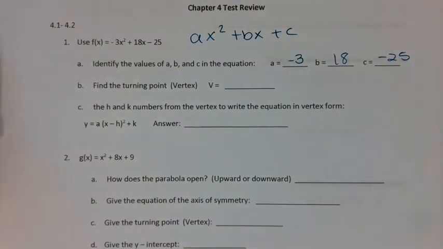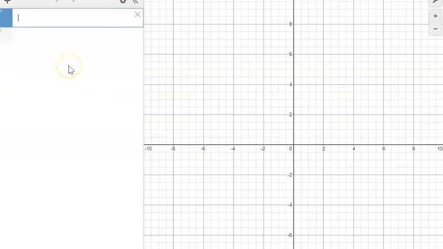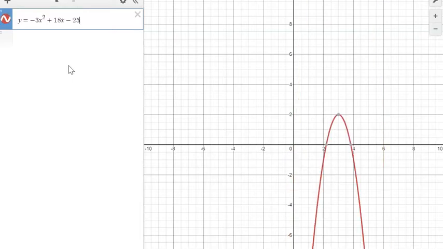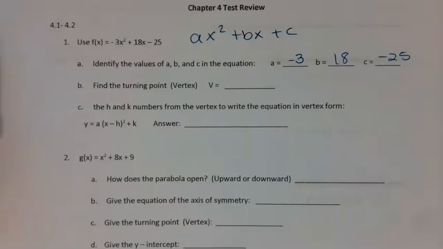B wants me to find the turning point or my vertex. So what I'm going to do is graph this on Desmos. Oh, I missed something. Okay. My vertex here is 3, 2. So I'm going to write that down on my paper.